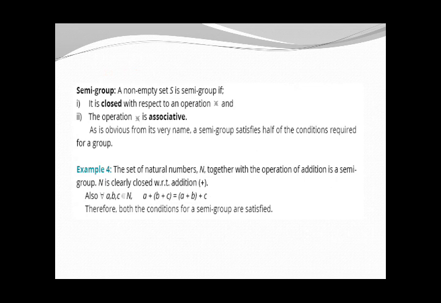Now here we have an example: N, the natural numbers, and the binary operation is addition. If we apply the associative property on it, it's satisfied. Therefore it is a semigroup because it is also a groupoid and the associative property also holds. Therefore it is a semigroup.